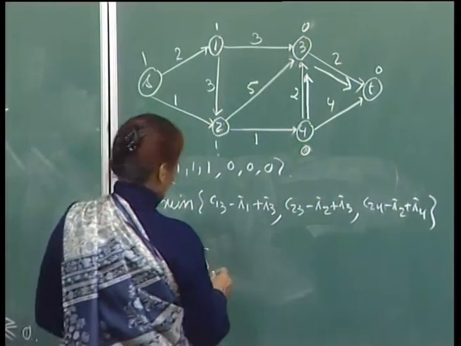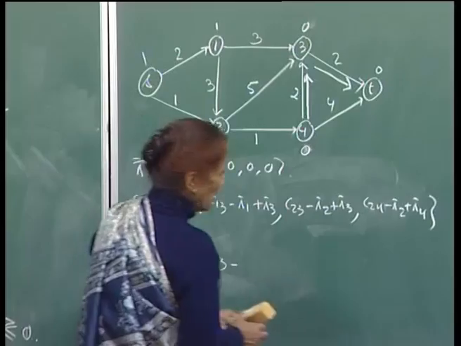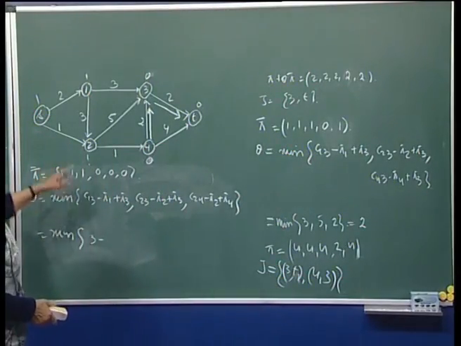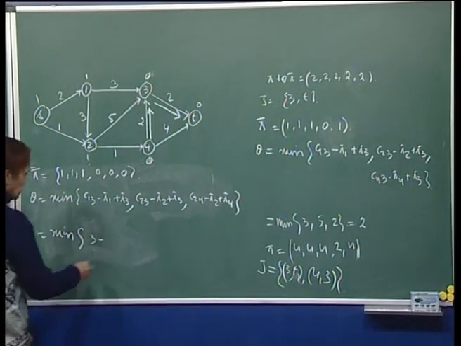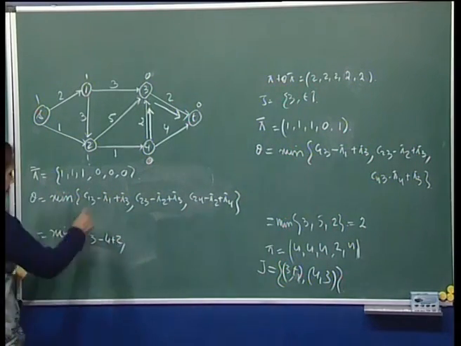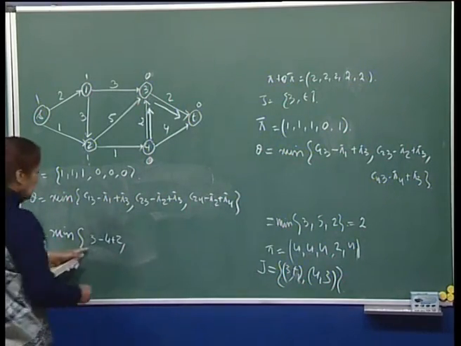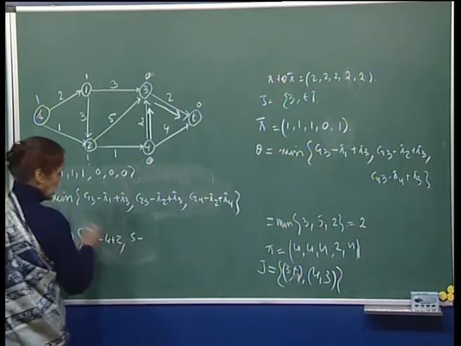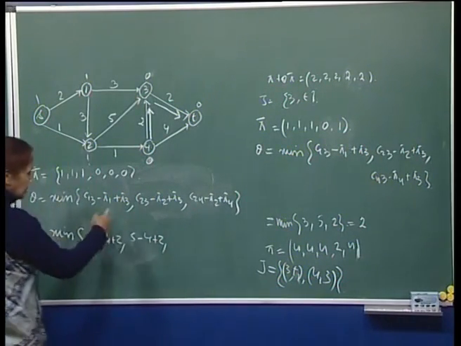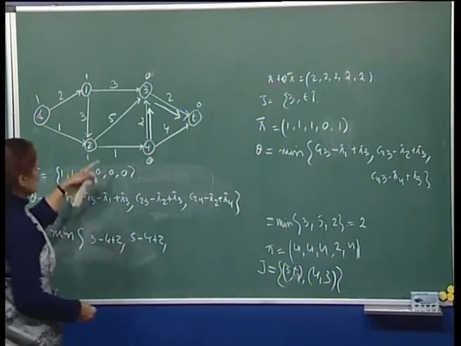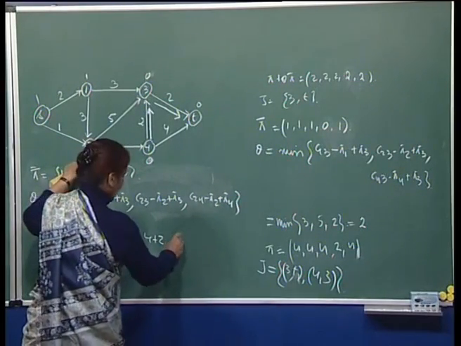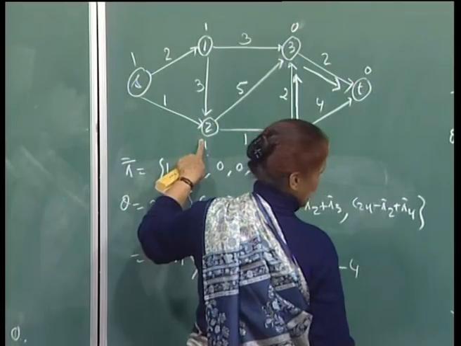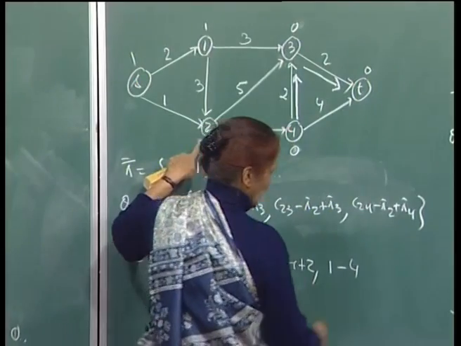Minimum of C 1 3, C 1 3 is 3 minus pi 1 is 4, and pi 3 is how much? I am just writing the values and then we can check. Then C 2 3 is 5 minus 2, which is again 4 plus 2, because pi 3 is 2, and then you have 2 4. So, 2 4 is 1 minus this is 4, plus 4.